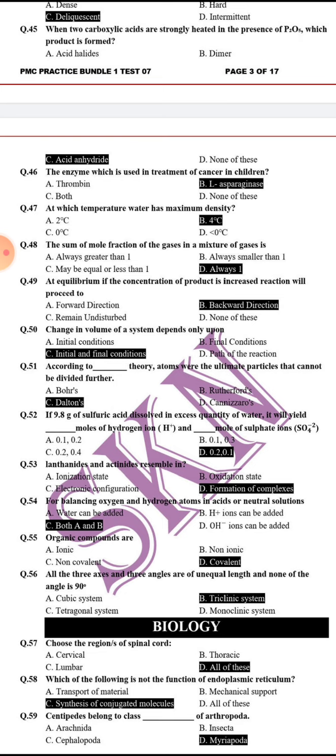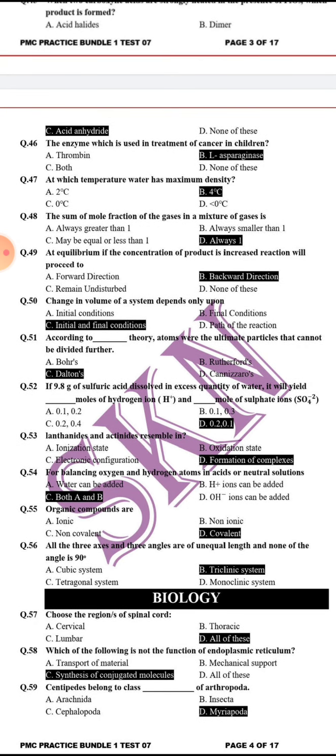If 9.8 gram of sulfuric acid is dissolved in an excess quantity of water, it will yield dash mole of hydrogen, dash mole of sulfate ion. The moles of hydrogen will be 0.2 and the moles of sulfate ion will be 0.1, because we know that there are two hydrogen ions in sulfuric acid and one sulfate ion, so the ratio must be 2:1. So the correct option will be delta.